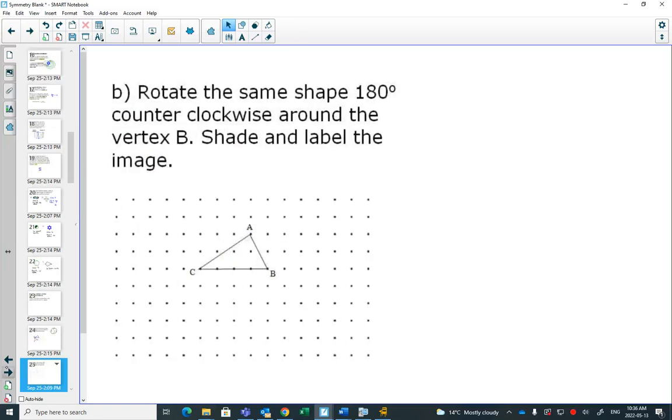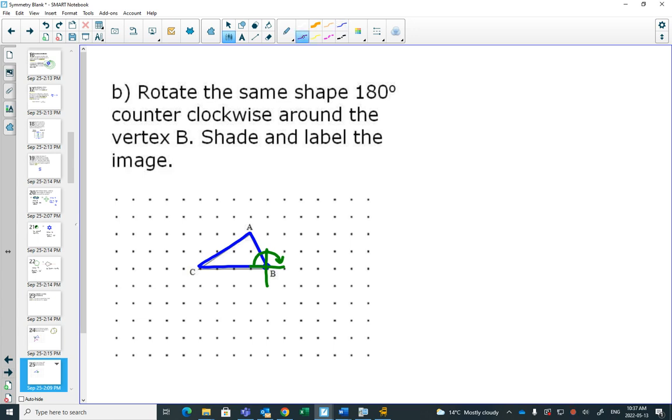Okay, same one. Here's my original shape. I would draw A, B, C. I'd do tracing paper. I would trace over top of this. And now I'm rotating around B. So at B, I draw little crosshairs on B, because that's where I'm going to rotate. I'm going clockwise 180 degrees. Which is clockwise? If I start on this side, 180 degrees clockwise, can you see that that would go like this? Okay?